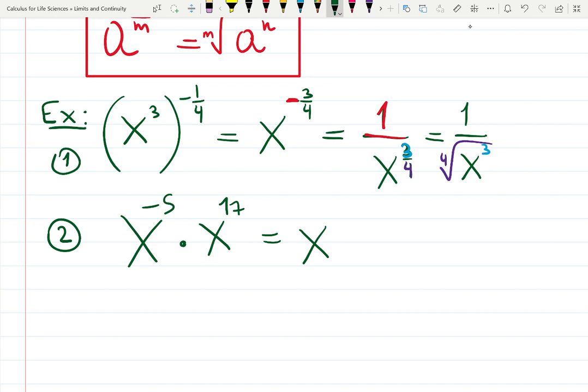X to the power of 12. Let me check. Yes, it is 12. Thank you. How did you know? It's minus 5 plus 17, which is x to the 12. Thank you. Good. And one more.